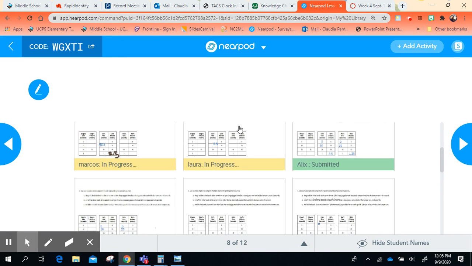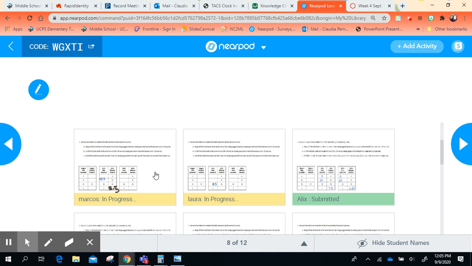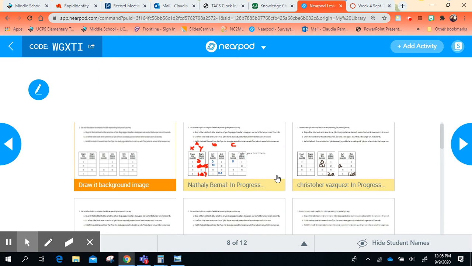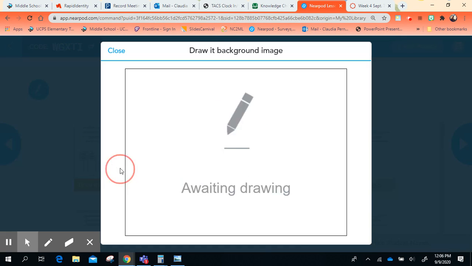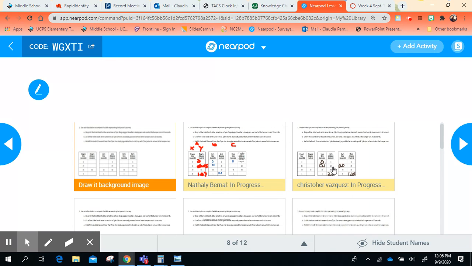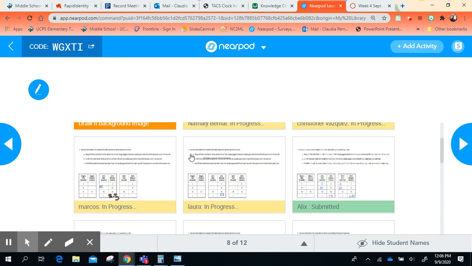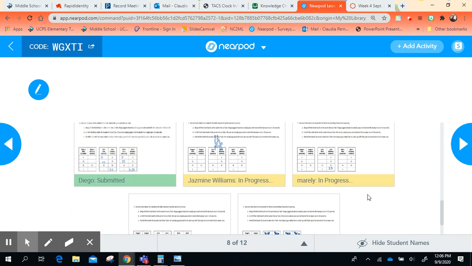Alex, it looks good. Laura, make sure the unit rate's in the right place. Marcos, make sure that from right to left, you're dividing, not multiplying. Natalie, fix that unit rate in that second table, but the rest of the table looks good. Christopher, your unit rates are correct. Check the rest of your numbers. OCL, it still looks blank.